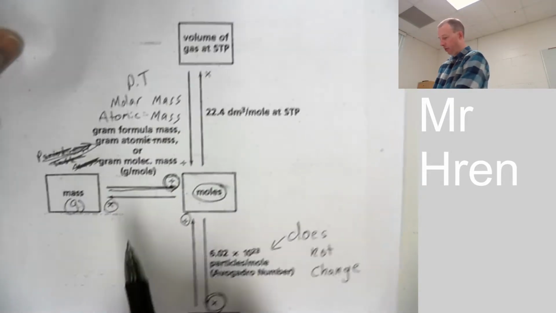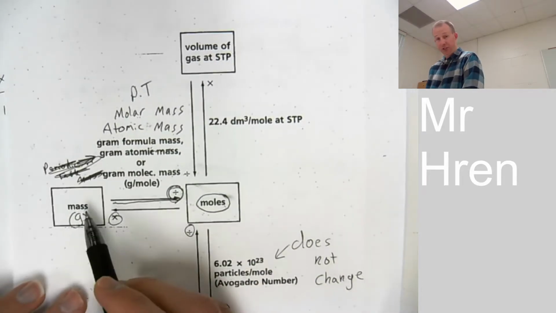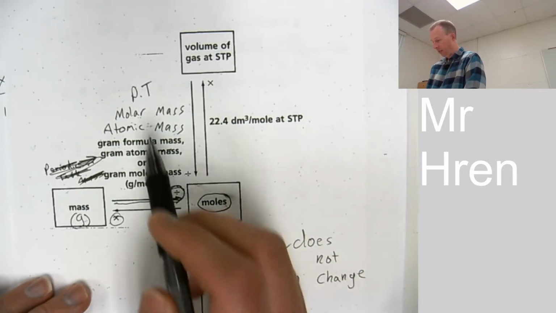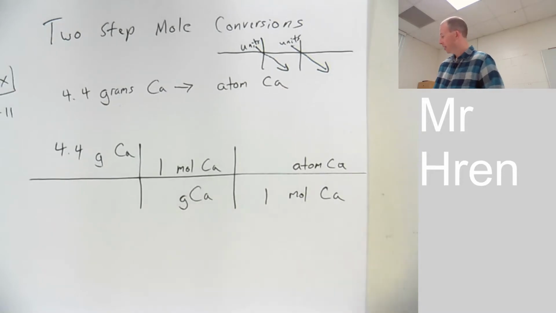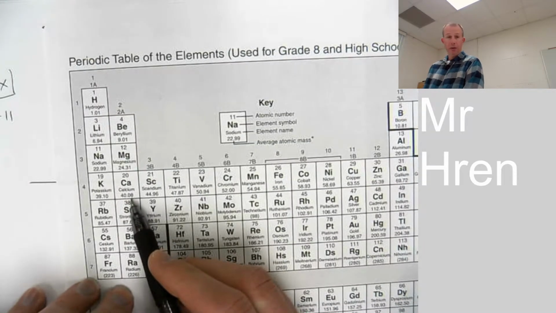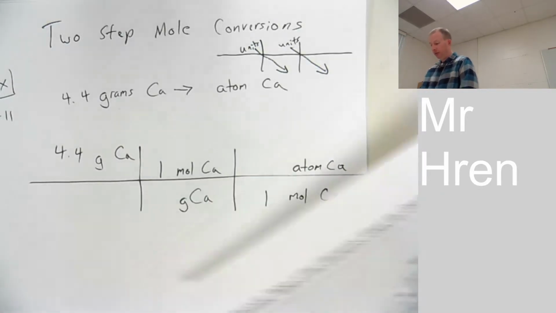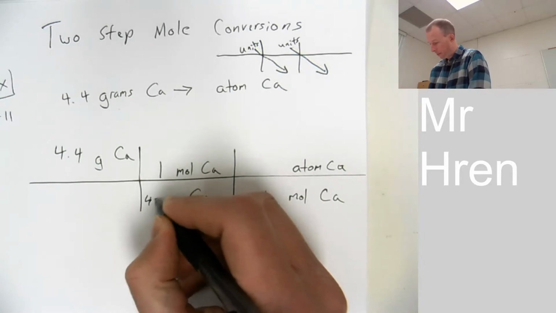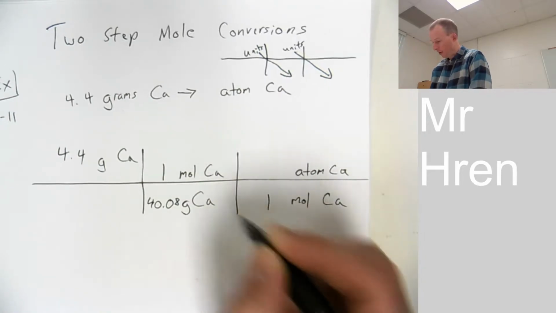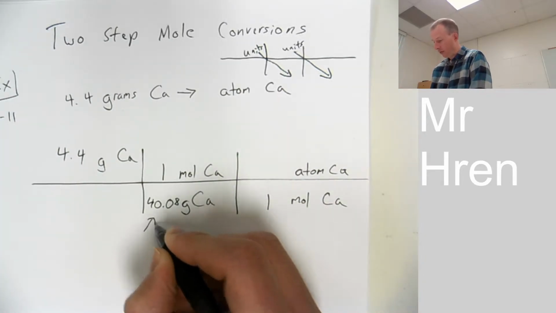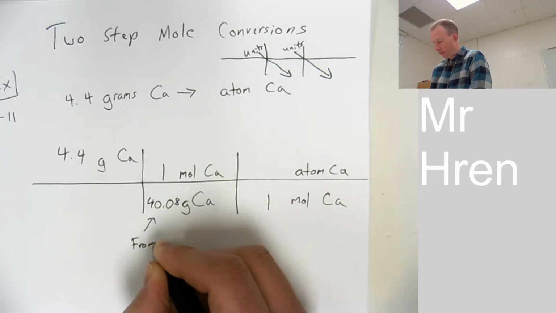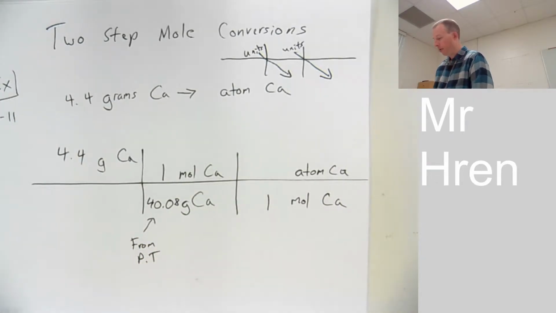Now in this case, we're going from mass. The first step is mass to moles. We're going to divide by periodic table mass. That's the grams right there. That's the division. So calcium, molar mass of 40.08 off the periodic table. So 40.08. I'll even make a note: this is from the periodic table.